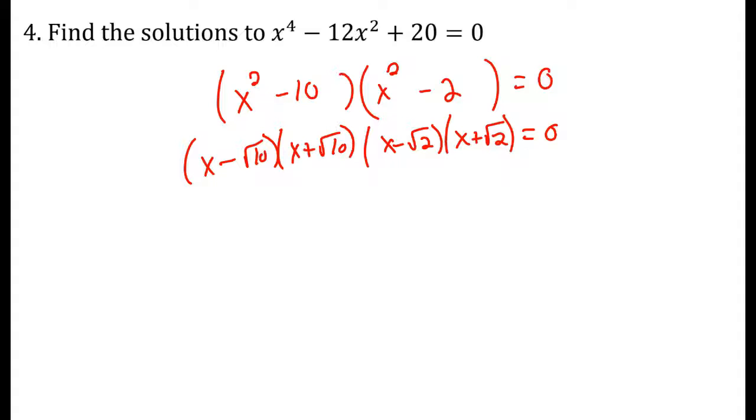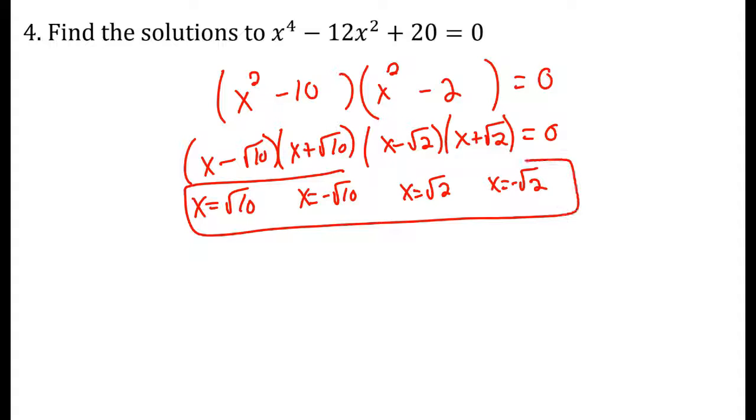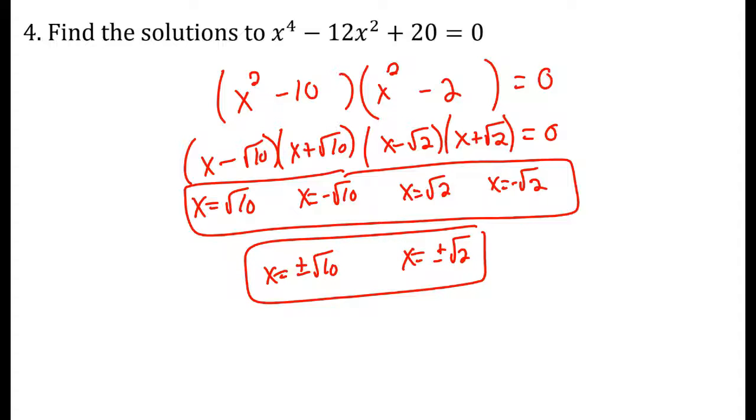So this gives me the zeros of x equals radical 10, x equals negative radical 10, x equals radical 2, and x equals negative radical 2. Those are my 4 solutions. You might see that written as x equals plus or minus radical 10, and x equals plus or minus radical 2, but those are my 4 solutions. It doesn't look like the difference of perfect squares, but we can treat it as if it was the difference of perfect squares.